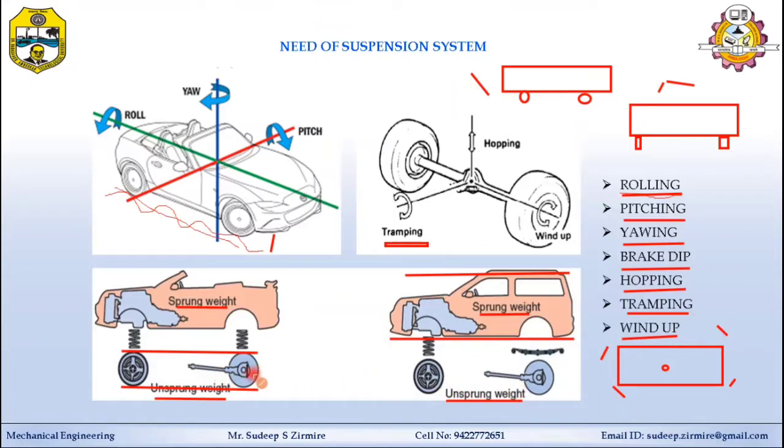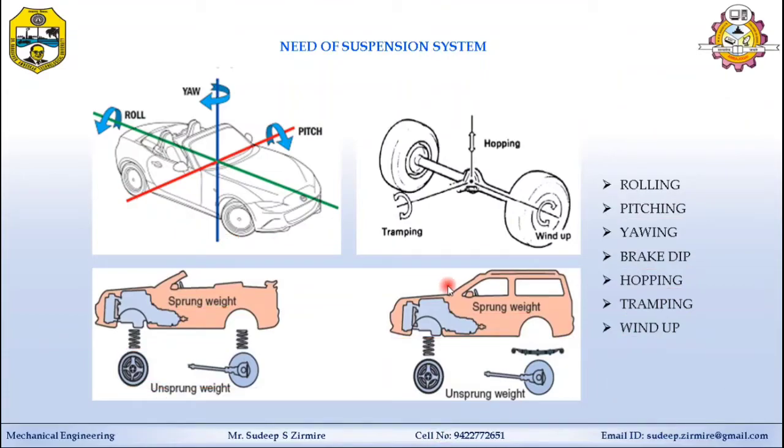If the unsprung weight is more, it stores more energy, and later this energy is transferred through the spring to the sprung weight side and creates vibration in the cabin or top body of the vehicle. So to optimize the design, the unsprung weight of the vehicle should be less.